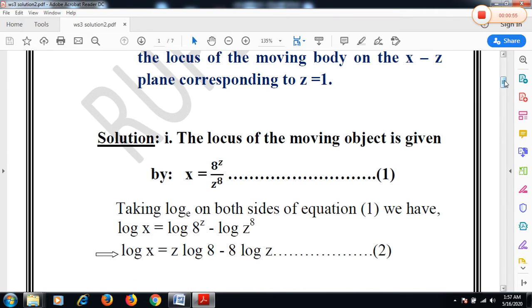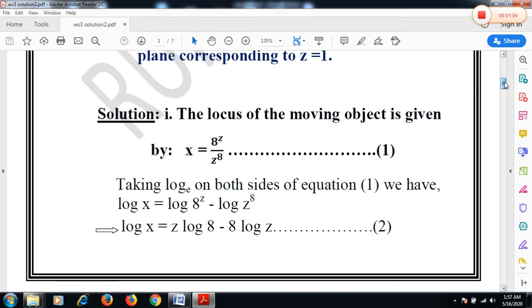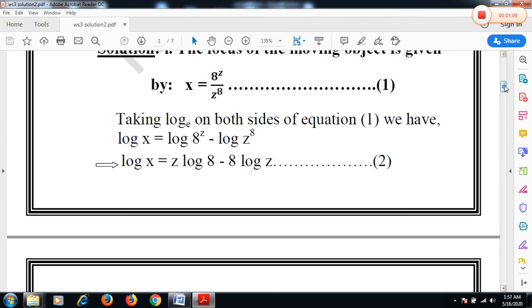Now, let us move forward to the solution. Part 1, the locus of the moving object is given by x equals 8 to the power z by z to the power 8. Taking natural log on both sides of equation 1, we have log x equals log 8 to the power z by log z to the power 8, so log x equals z log 8 minus 8 log z. We have numbered it as equation 2. Here all the logs are natural logs, that is, log base e.